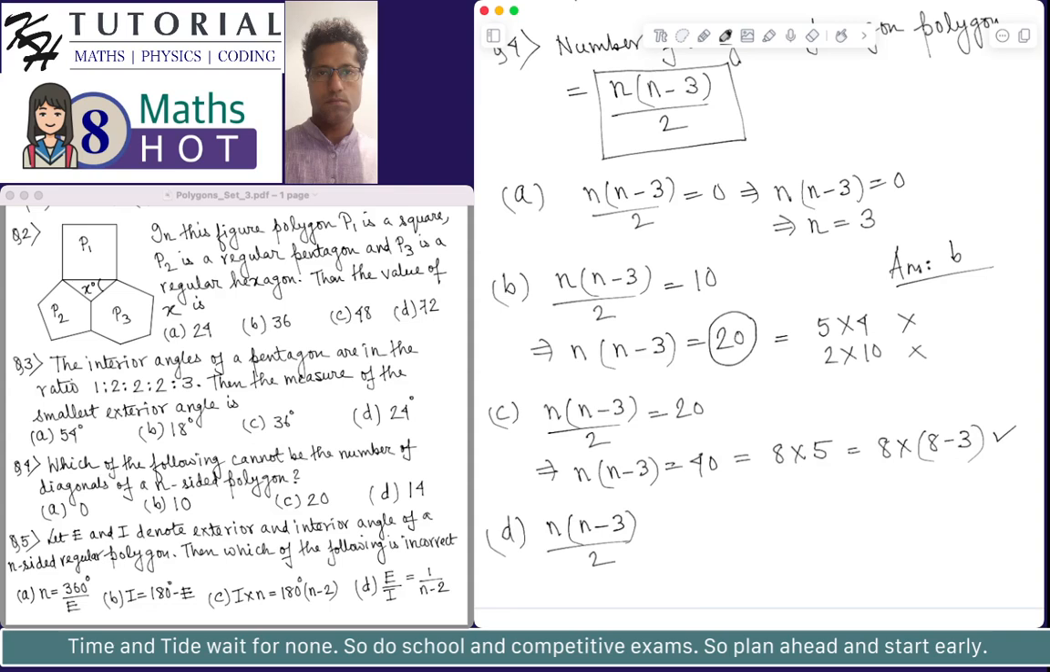Okay, n into n minus 3 by 2 has to be 14. So this implies n into n minus 3 is equal to 28, and of course 28 is 7 multiplied by 4, which is equal to 7 multiplied by 7 minus 3. So 14 is a valid number of diagonals. So hence the correct choice is B. 10 cannot be choice B, that is number of diagonals 10. No polygon can have the number of diagonals as 10.